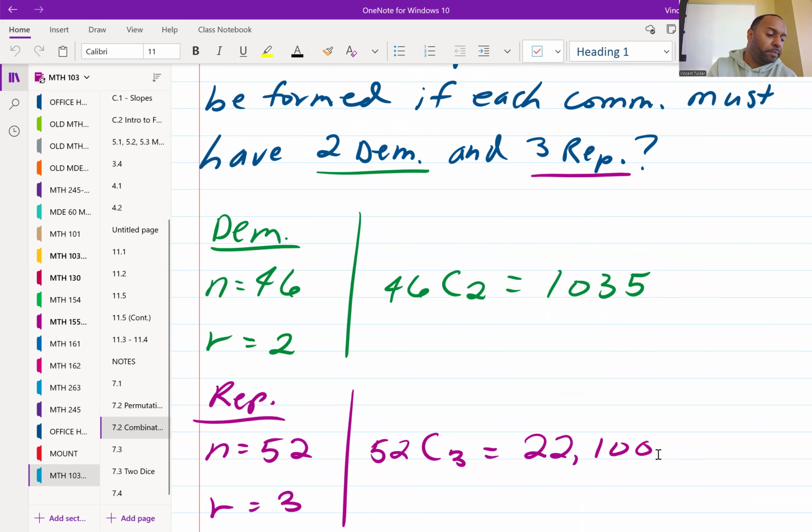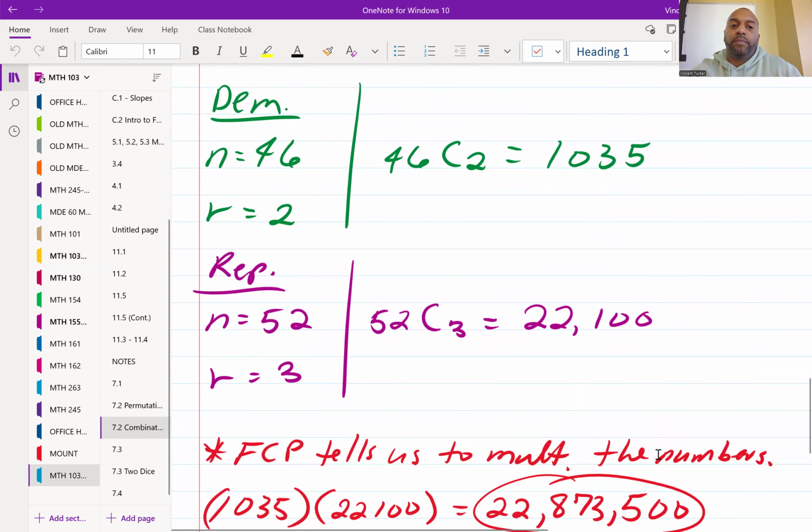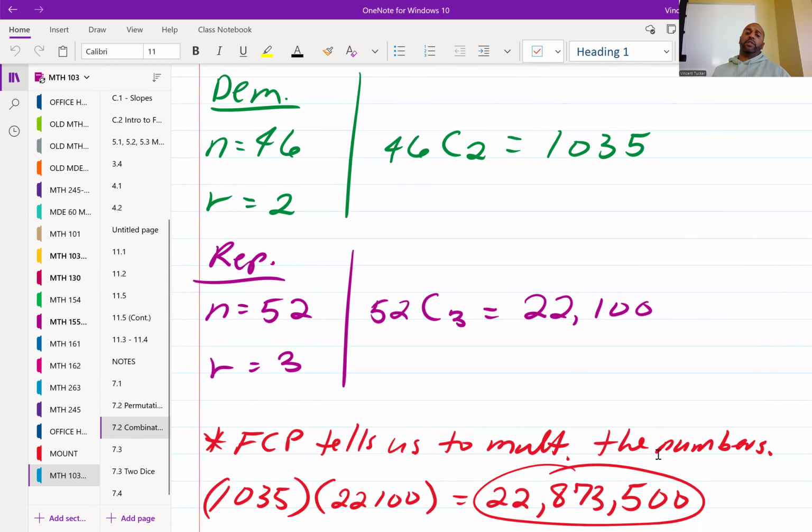Any problems with that? Once you have those 2 numbers, once again, we're leaning on the fundamental counting principle from 7.1. We need to multiply those 2 numbers together. So 1,035 times 22,100 will give us 22,873,500 different ways that we can create a committee with 2 Democrats and 3 Republicans.